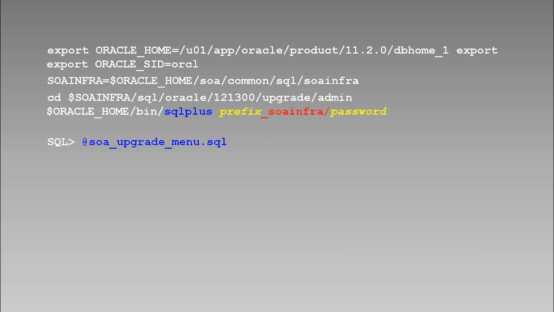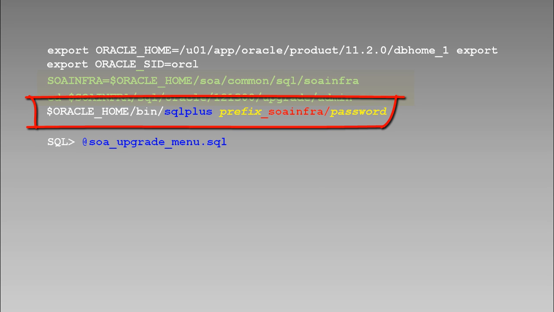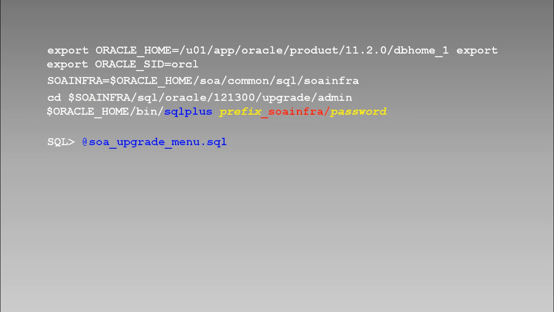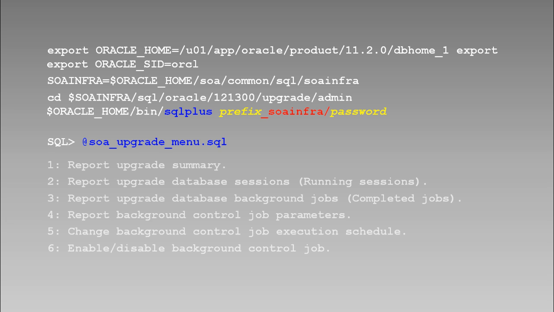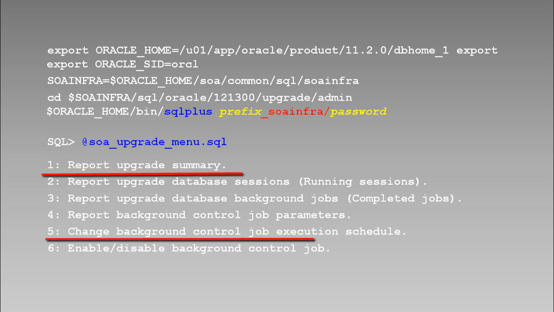To monitor and configure the upgrade of closed instances, navigate to the folder you see listed on screen. Invoke SQL+, supplying your SOA infra schema owner and password. Then call the SOA upgrade menu.sql script to display the upgrade administration options. The first 6 of those options are shown here. You can use option 1 to determine if the upgrade is complete, and use option 5 to schedule when the background process runs.